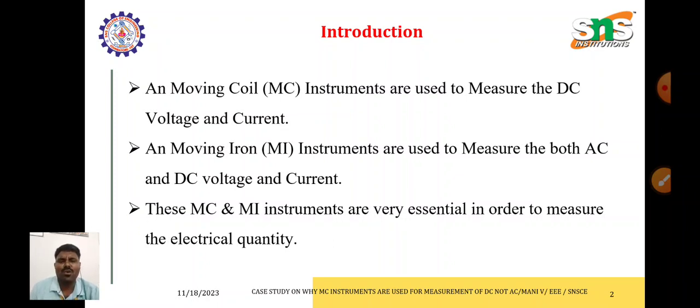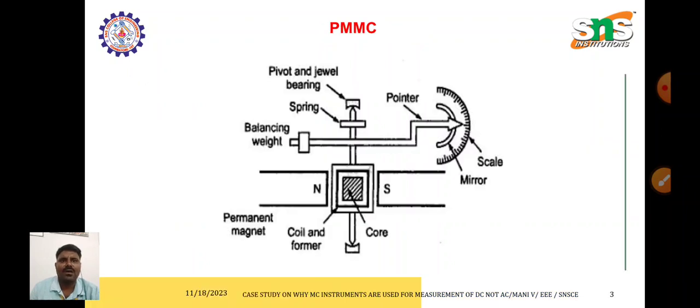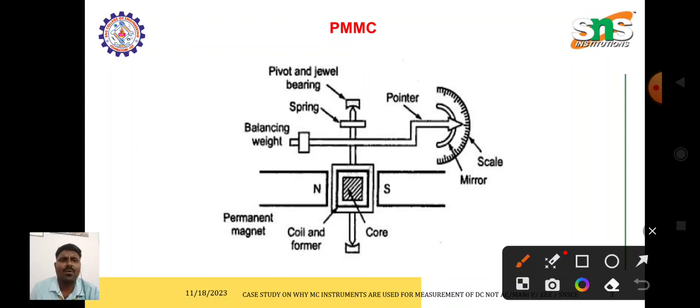Both moving coil and moving iron instruments are essential to measure electrical quantities such as voltage and current in both AC and DC. We have already seen the construction and operation of moving coil and moving iron, so let me briefly summarize the operation. This is a permanent magnet moving coil. Permanent magnet means the north and south poles are permanent magnets, and the moving coil is a rectangular shaped coil placed in between the two poles. The coil has the property of moving, so it is called a permanent magnet moving coil.